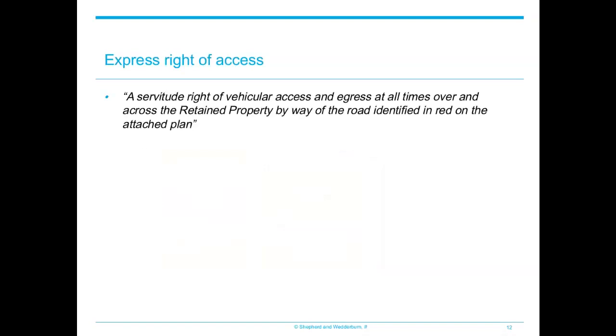Now, in this case, the deed provides a servitude right of vehicular access and egress at all times over and across the retained property by way of the road identified in red on the attached plan. Well, what does that tell us?